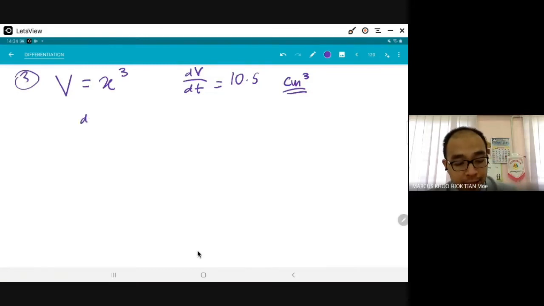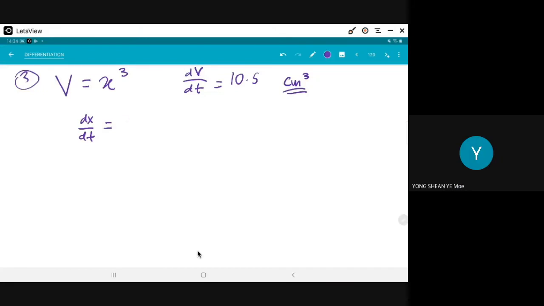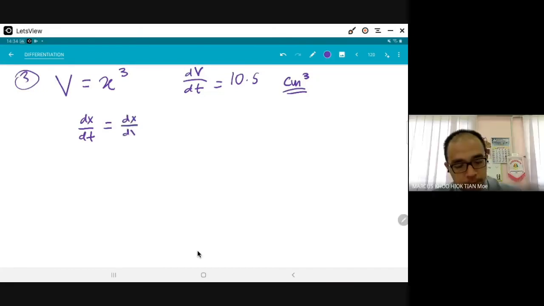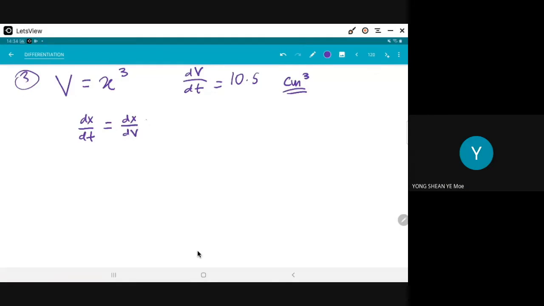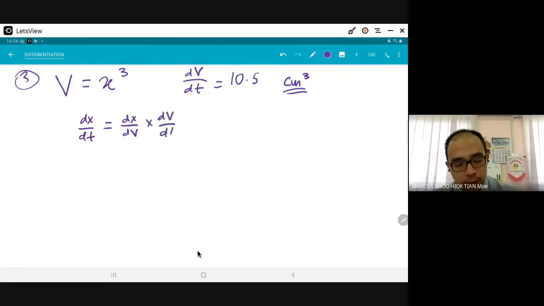So dx dt is what we want to find. Okay, form the chain rule please. dx dv times dv dt. Okay, thank you. dx dv times dv dt.